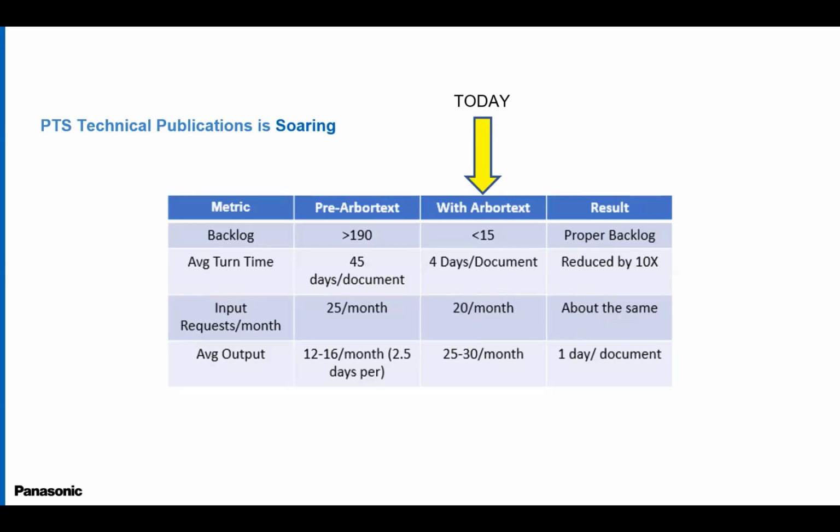Arbortext came to our rescue. We now have less than 15 documents in our backlog. Our average turn time is 4 days from a backlog standpoint. We still maintain a 20 per month input from a request standpoint, and our average output has basically doubled, 25 to 30 per month.